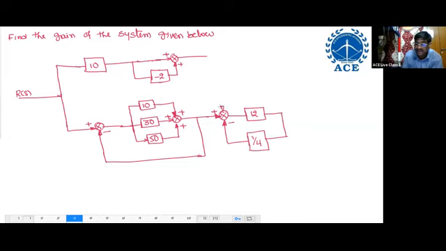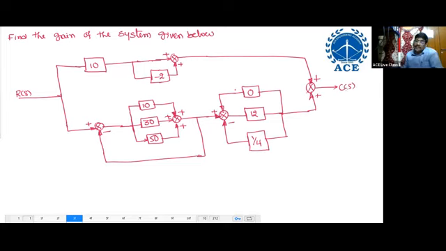Come on, find the gain of the system given below. Come on, do it. Solve it.